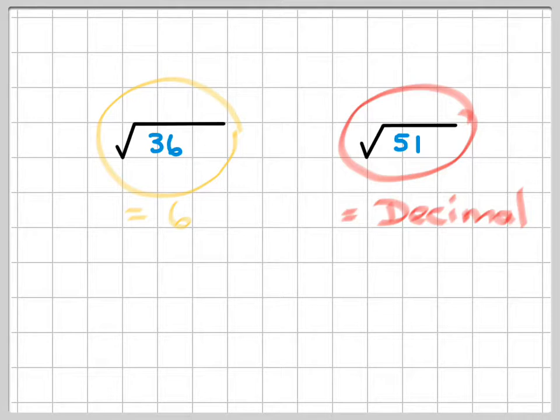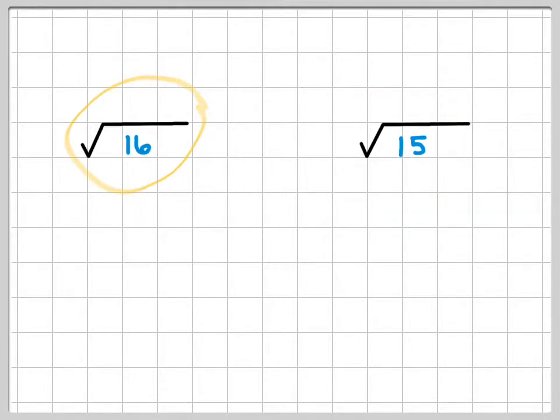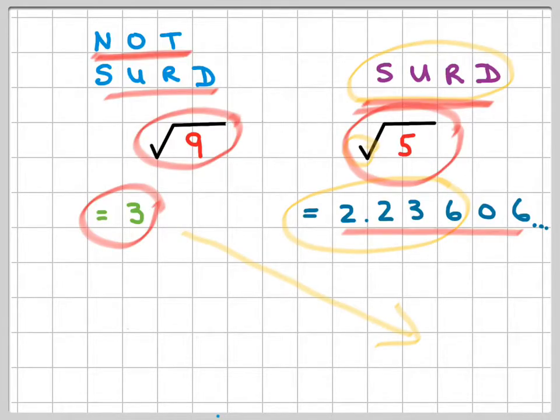Okay, so you now understand. Let's go back to our first screen and look at that. A surd is something that has a decimal point, and not a surd, in other words, just a regular square root, has a whole number as the answer. I'll see you in the next lecture for surds, where we will break them up into 2 different types of surds, and you'll be able to understand it better.